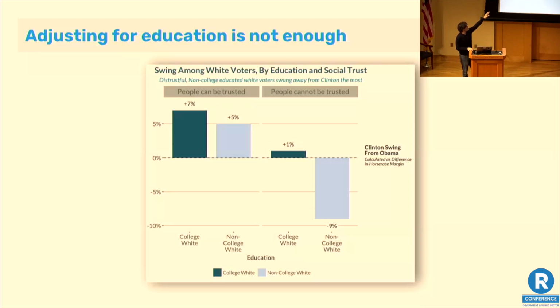But what you could also see from a measurement perspective is, in 2016, the college whites who answered that they trust the people around them, or the non-college whites that did, swung toward Clinton. The ones that didn't swung toward Trump. And this was a big problem, because in 2016, the non-college whites who trusted the people around them were the only people who answered phone surveys, which is why the polls were wrong in 2016.